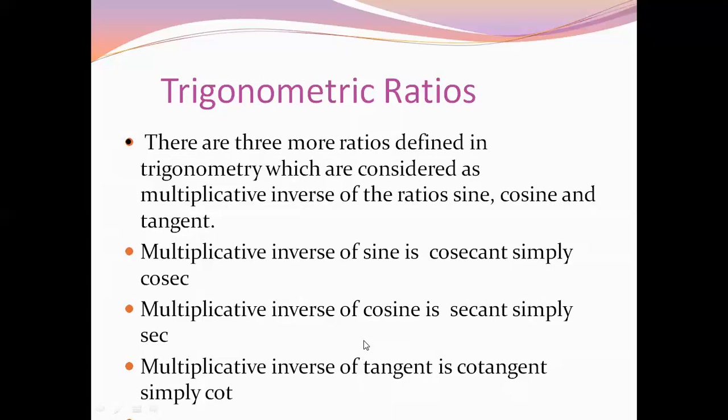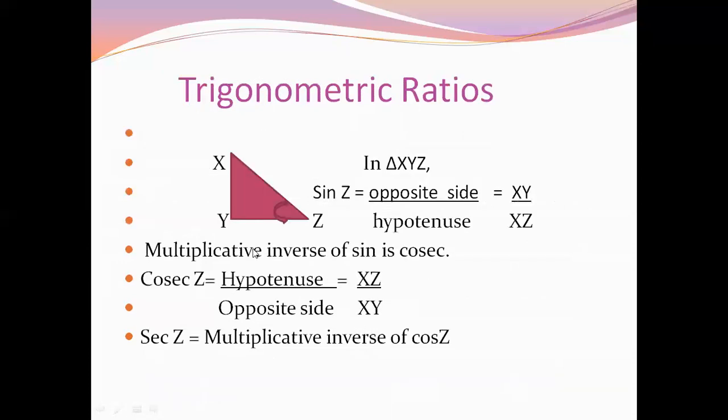So what are the ratios in a right angle triangle for these three? Let us see here. Let us consider triangle XYZ. In triangle XYZ, it is right angled at Y, and let us consider the acute angle Z. So with respect to Z, the sine Z formula is opposite side, that is XY, and to that adjacent side is YZ. That means XY by XZ. Sorry, the formula is opposite side by hypotenuse, not adjacent side. Opposite side by hypotenuse. So XY by XZ.